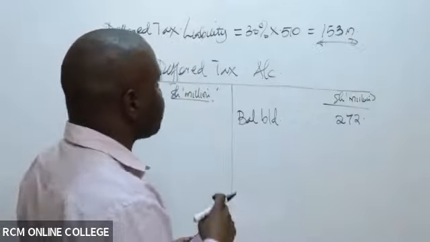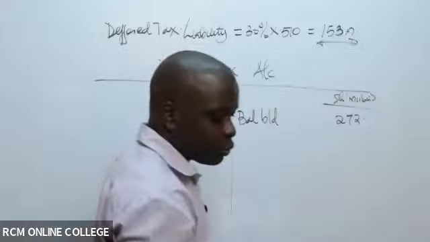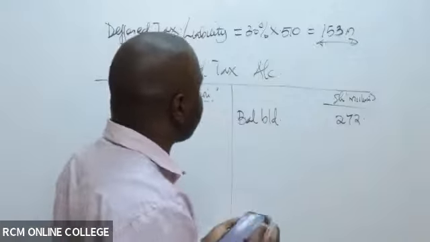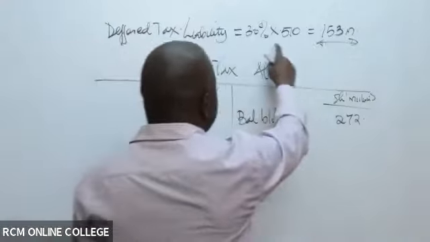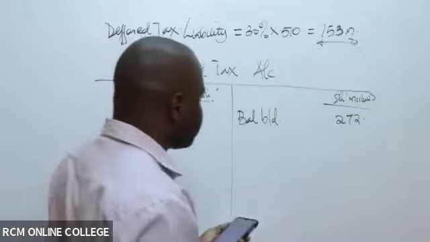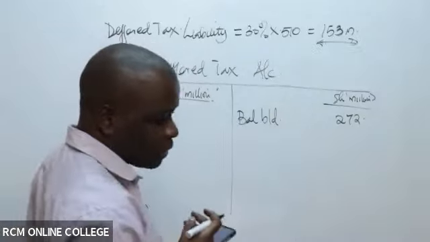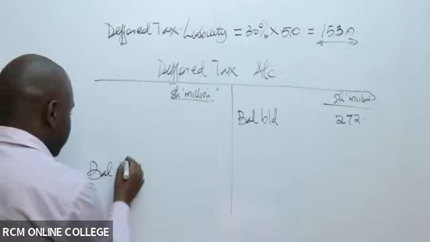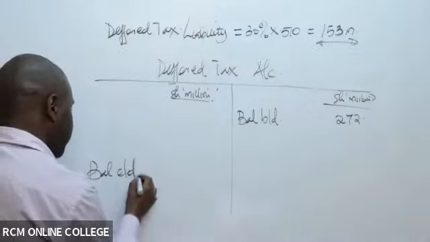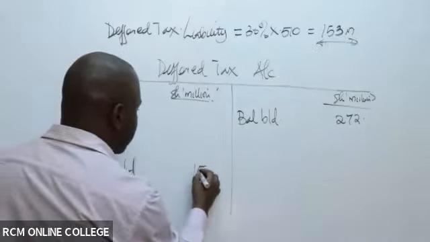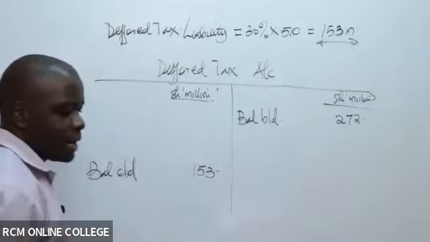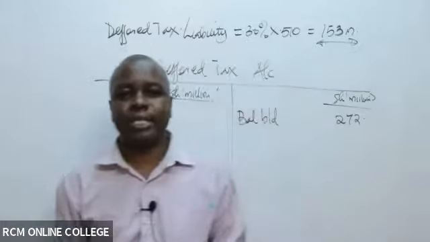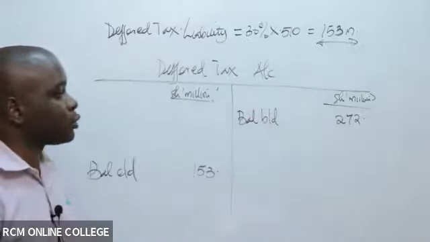At the end of the year, we have already computed, from the first note on the relevant temporary differences, the deferred tax liability. The balance carried down of the deferred tax liability is exactly what we got, 153 million. But now there is something about property, plant, and equipment.